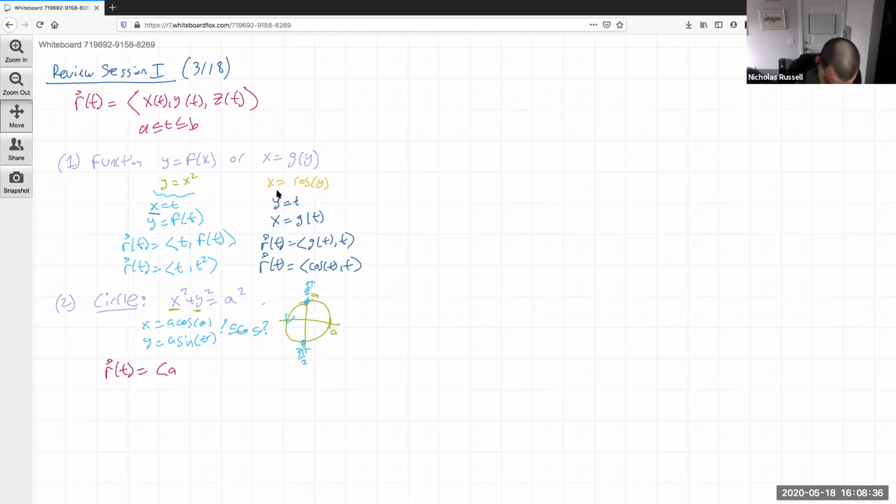Something like that. And so I could tell you my parameterization could be something like a cosine of t, a sine of t. And then my t would be between two values, maybe theta 1 and theta 2. And t is dependent on theta now, because it is theta, just in general.